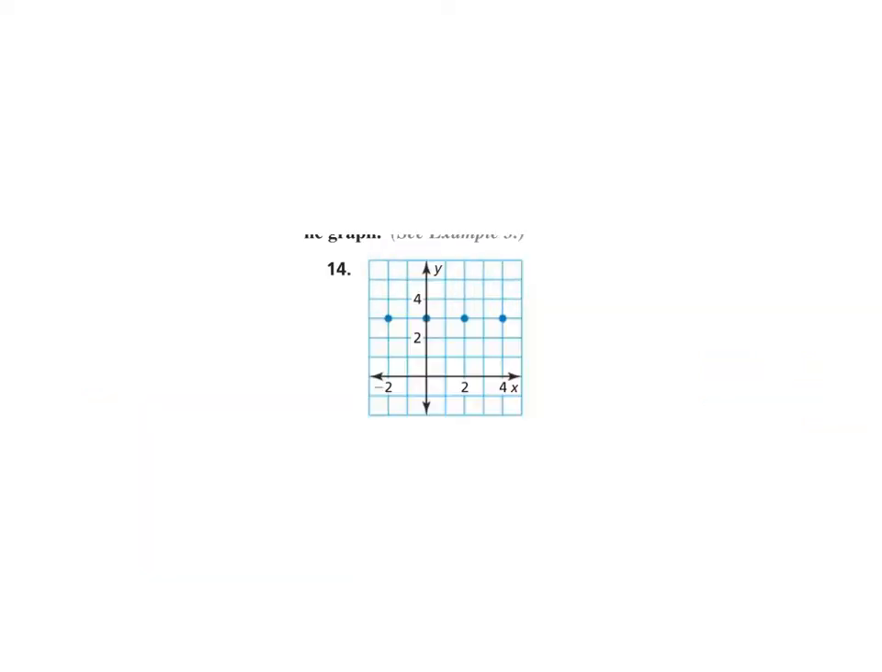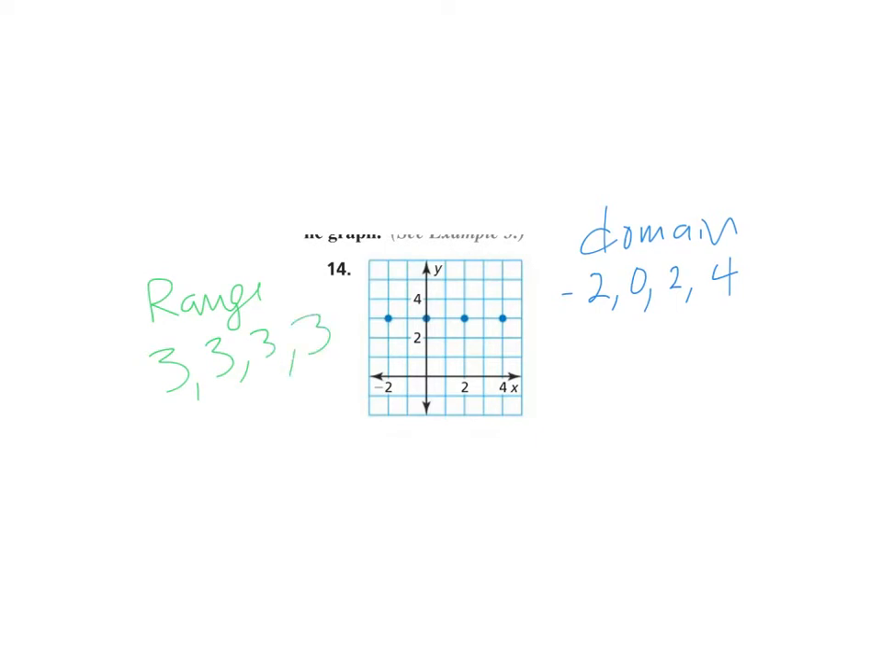Number 14, they want you to do the domain and the range. So the domain, those are all your x values. So this is going to be -2, 0, +2, +4. And your range, those are your y values. So on this one, your range is +3. And you could list it multiple times if you wanted to, but +3 is the range.